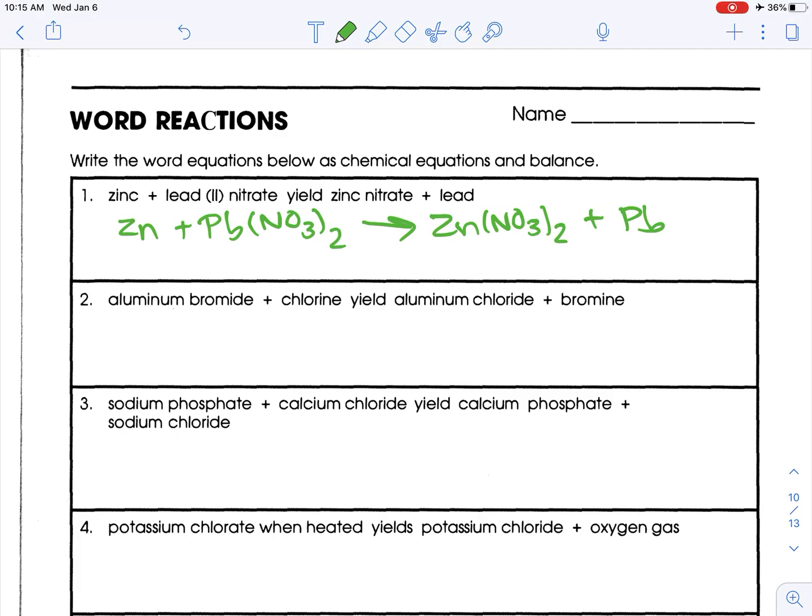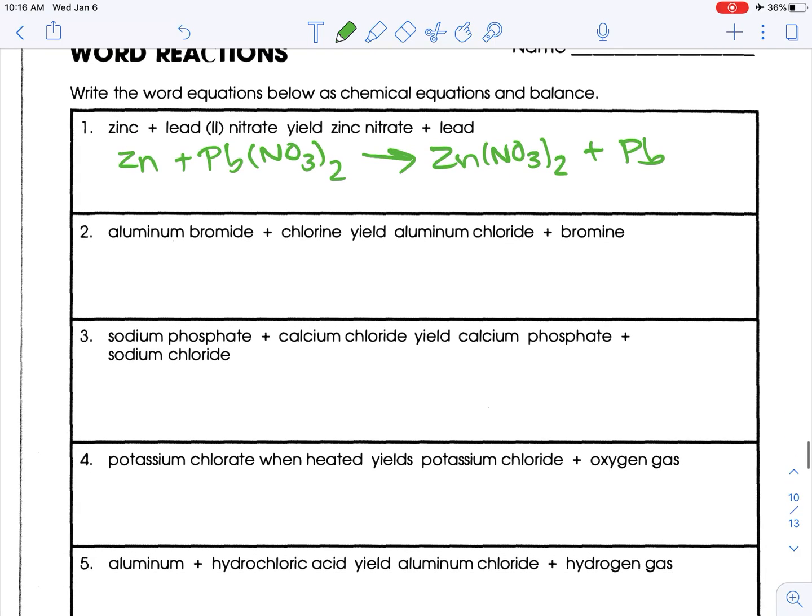Okay, so we look. If you still need to do the scorecard method on a separate sheet or cram it in there, that's fine. I see that zincs are good. I see that leads are good. And we have 2 nitrates, which is 2 nitrogens, 6 oxygens, both sides. So I'm actually good. I can move on.